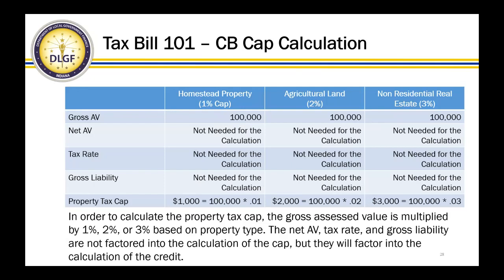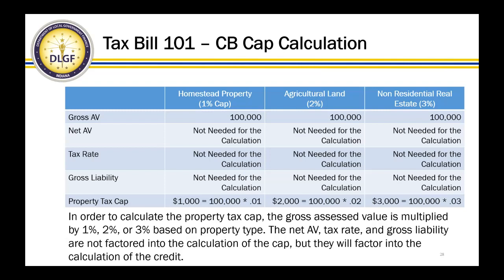Another way of looking at it is that when we're trying to calculate the cap on any individual property, we don't need to know exemptions or deductions. We don't need to know the tax rate. We don't need to know the gross liability. When calculating the cap, all we need is the gross assessed value. What we're looking at on the screen are three distinct properties, each with the same gross assessed value. In the second column, we're looking at a homestead, in the third column, a piece of ag land, and in the fourth column, a commercial property. It's the gross AV times 1%, the gross AV of the ag land times 2%, and the gross AV of the commercial property times 3%.